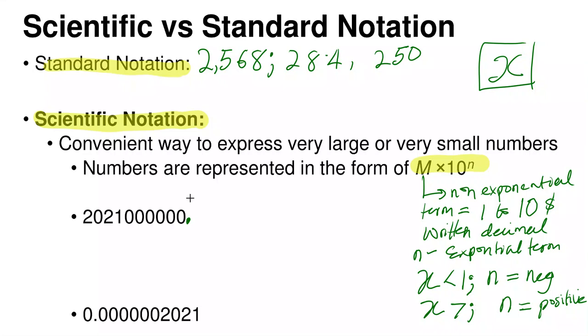What is the standard position? The standard position is the position to the right or to the left of the first non-zero digit. So look at what we're going to do. We're going to move this decimal. Let's move it now. Of course, this is the original position.